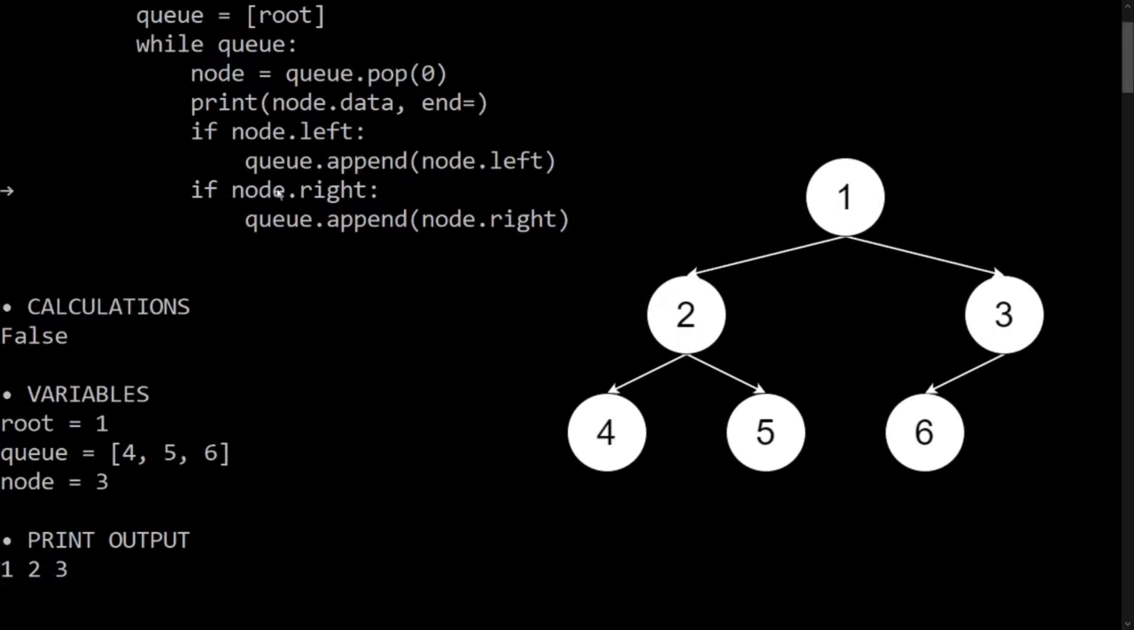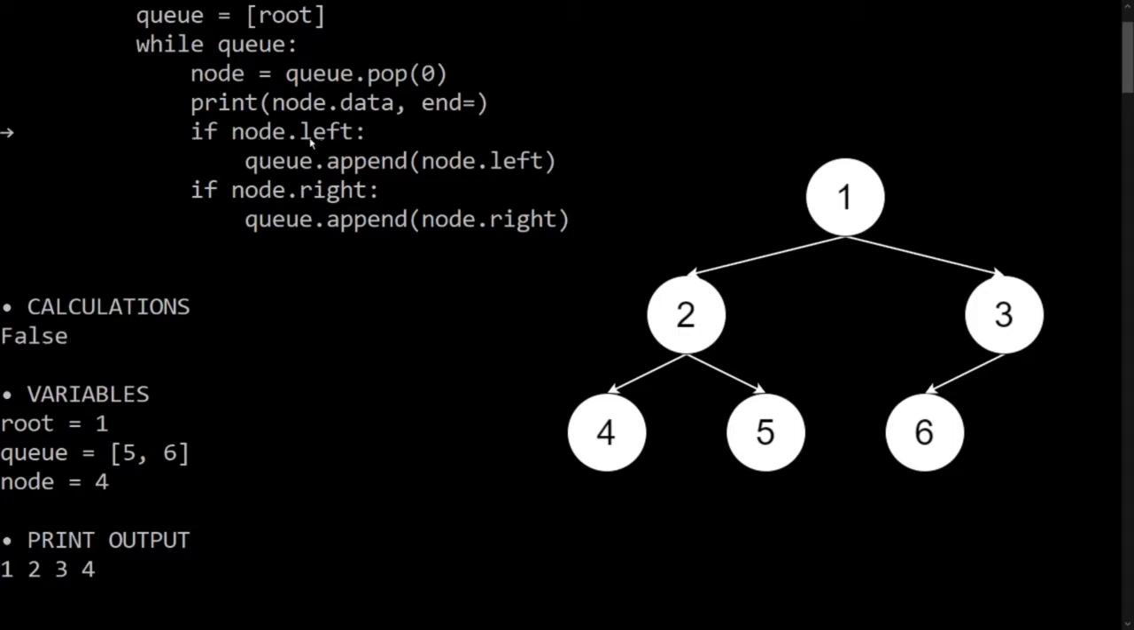But when it checks whether node 3 has a right child or not, this condition will become false because node.right is None. So it will skip this next line, and the current queue is looking like this, so it is not empty. So it will again enter the while loop. It will pop out the first element. So current node will be 4, and the queue after popping will look like this. It will print the current node's data, that is 4.